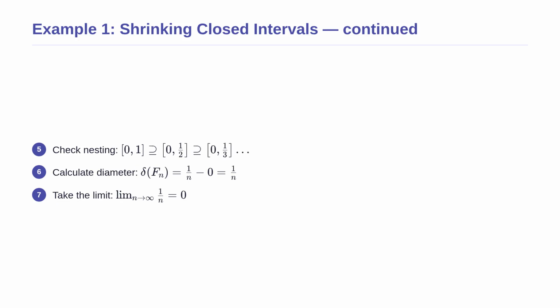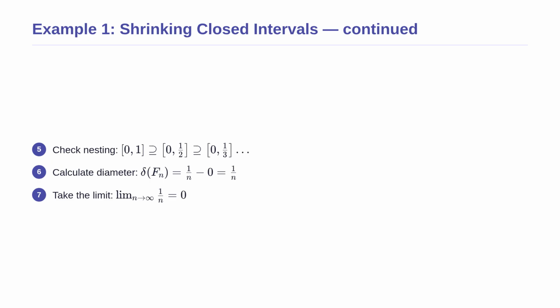Continuing with our example, we must verify the remaining conditions. First, we check for nesting. Since the interval from 0 to 1/2 is completely contained inside 0 to 1, and 0 to 1/3 is inside 0 to 1/2, we can confidently say the sets are nested. Next, we need to find the diameter of these sets.